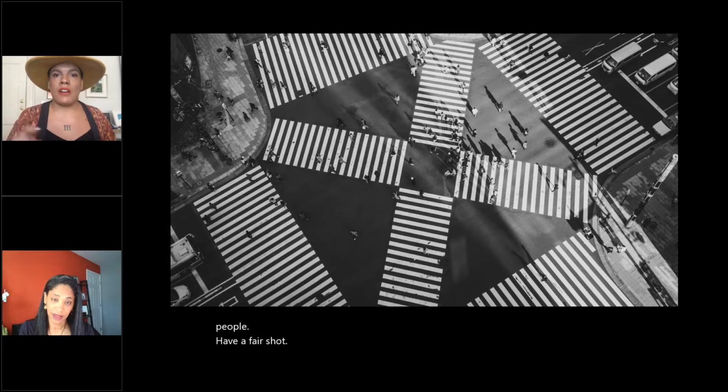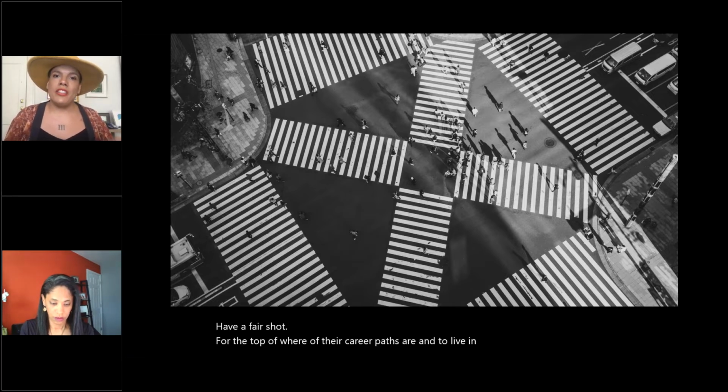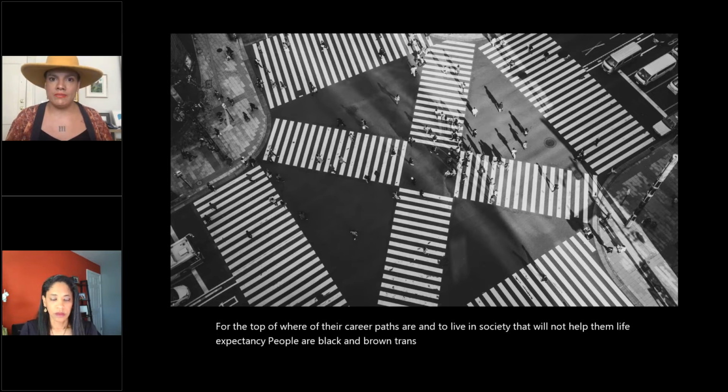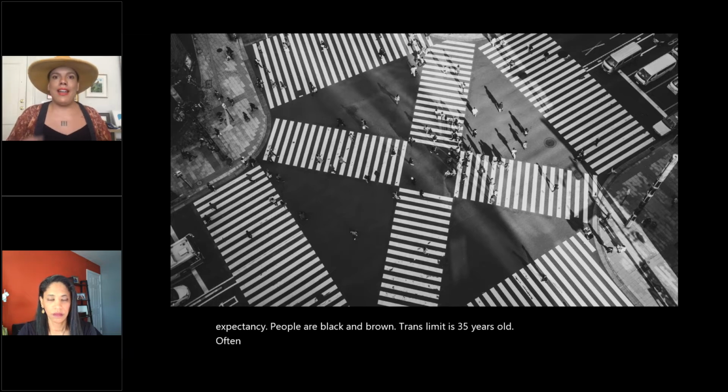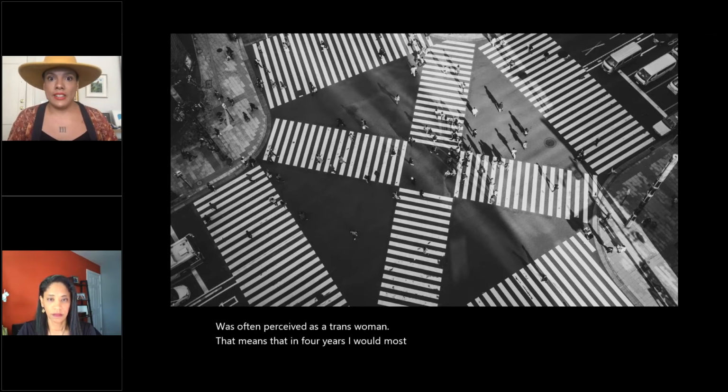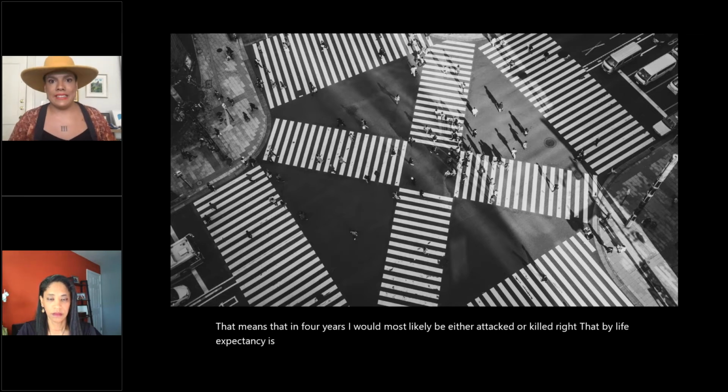to get to the top of wherever their career paths are and to live in a society that will not kill them. The life expectancy for a Black and brown trans woman is 35 years old. A person of color who's gender nonconforming, who's often perceived as a trans woman, that means that in 4 years, I would most likely be either attacked or killed, right? That my life expectancy is less because of my identities, right?